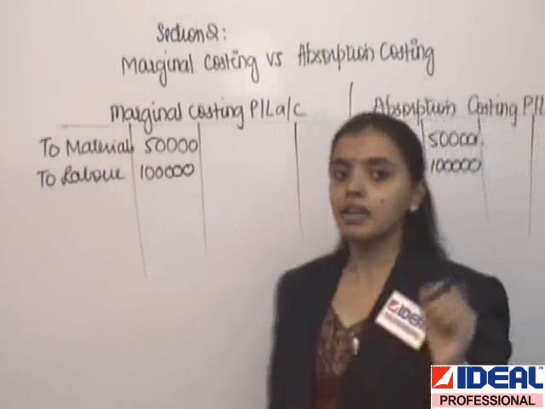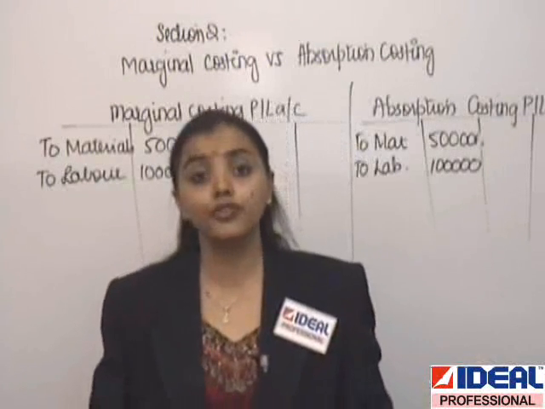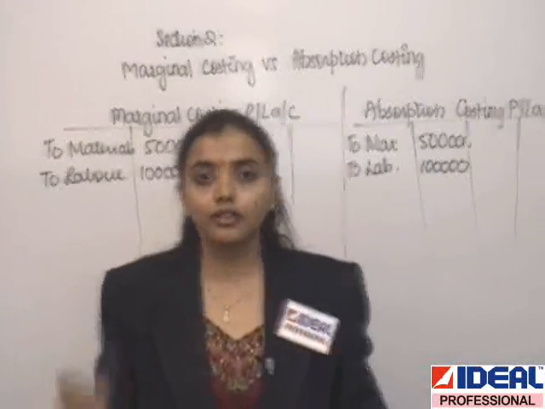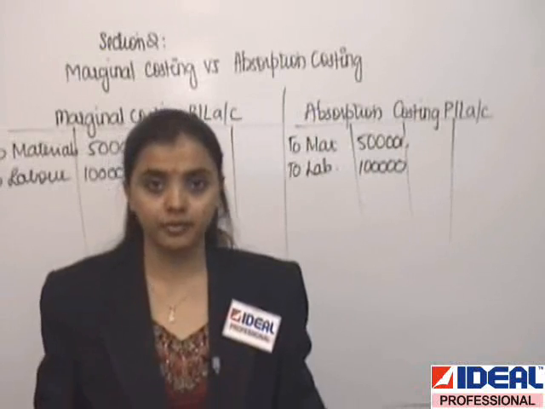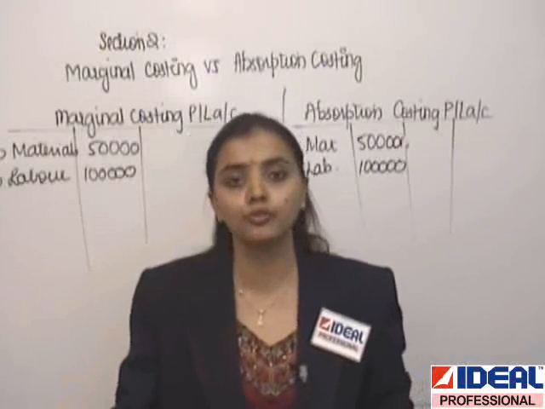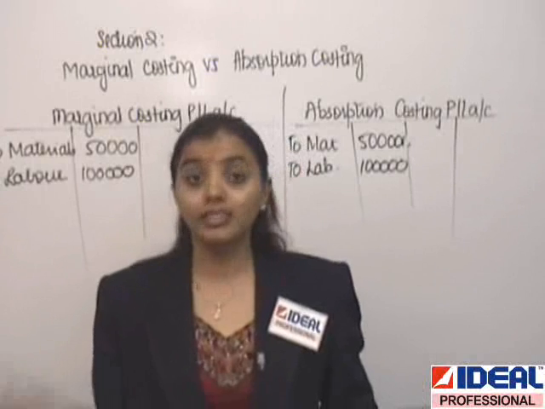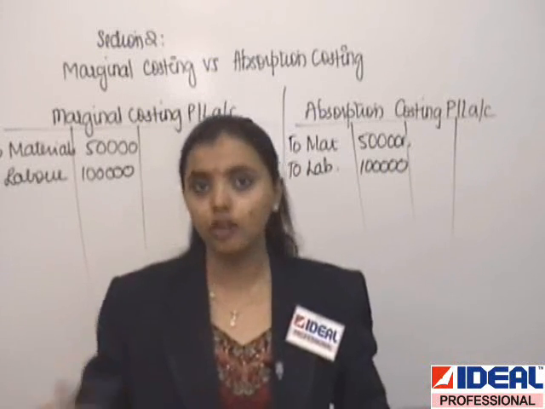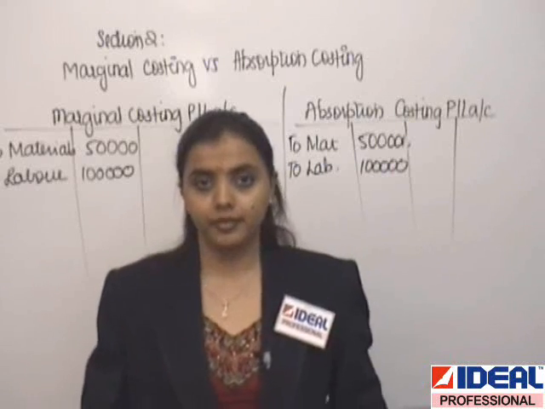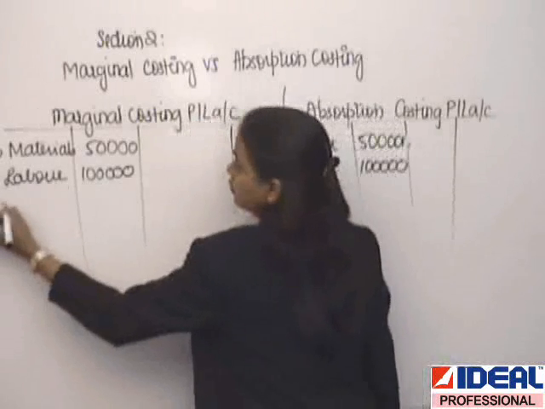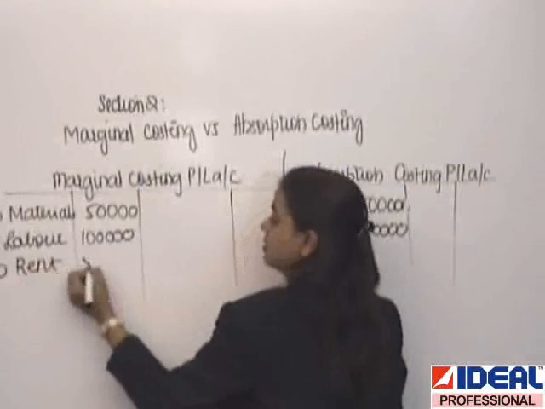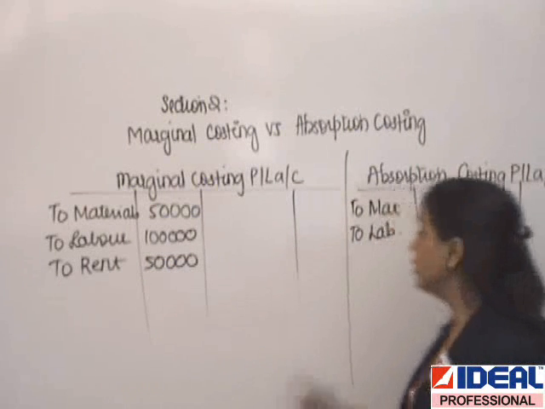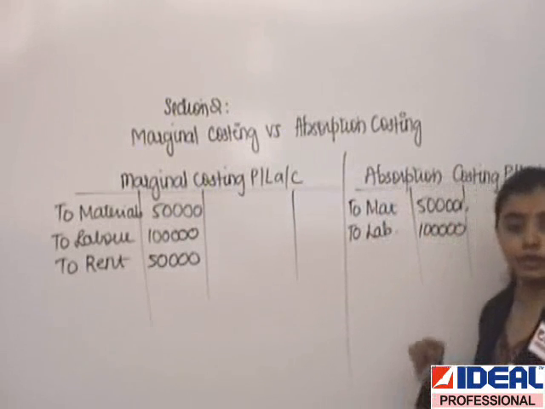Now, I am incurring rent expense amounting to 50,000 rupees. In your marginal costing, the fixed cost is recorded beneath the contribution. Contribution minus fixed cost gives you profit. That fixed cost is the one that is actually incurred or actually paid. We record here to rent, which is your fixed overheads, 50,000. But we will not record this 50,000 in absorption costing.